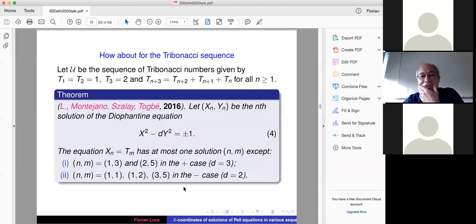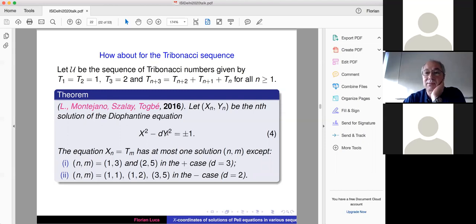Then we said, what about the Fibonacci sequence? We can start with the Fibonacci sequence, which satisfies the third order recurrence. Each term is the sum of the previous 3 terms. It starts with some values, 1, 1, and 2. And then I was being visited in South Africa by Amanda Montejano, Laszlo Szalay, and Alain Togbé, and we decided to work on this problem.